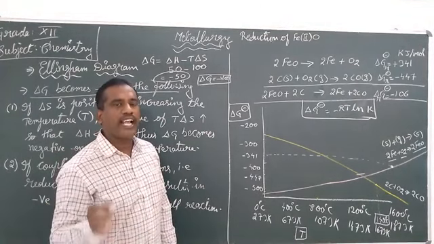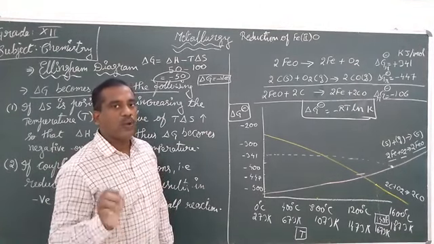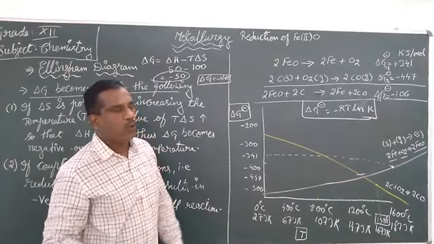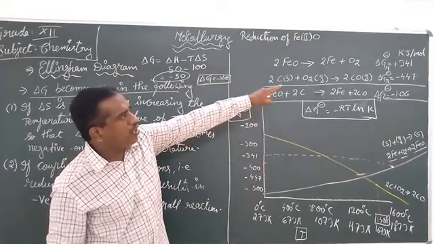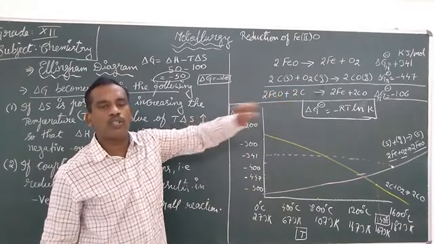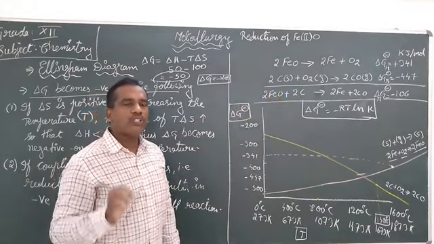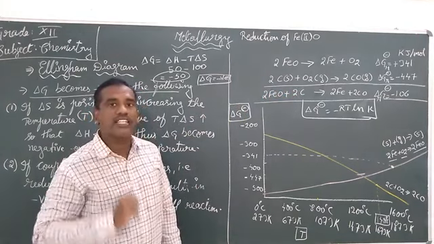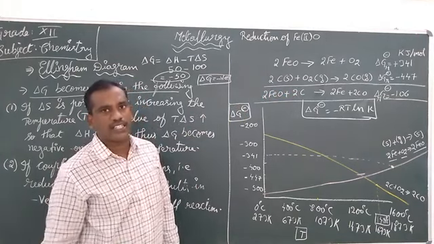When will the reaction be spontaneous? We know the reaction will be spontaneous when the Gibbs free energy is a negative value. But here it is a positive value. Now can we say the reaction is spontaneous? We cannot say the reaction is spontaneous.